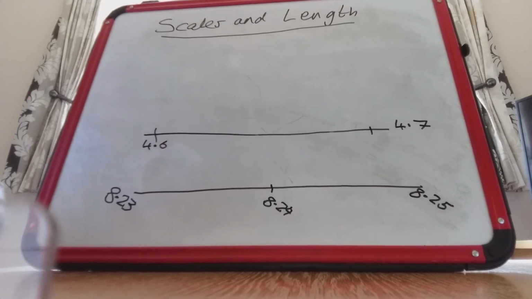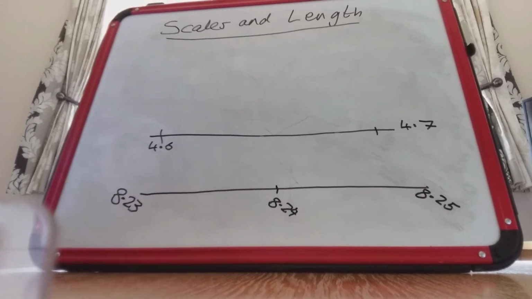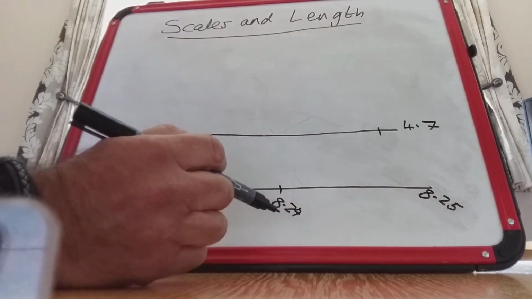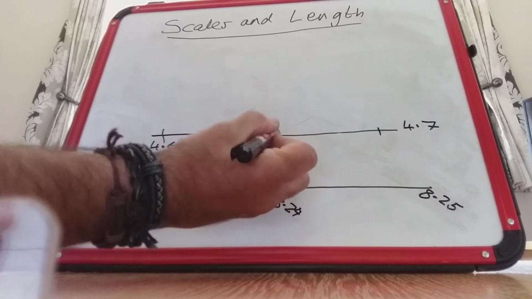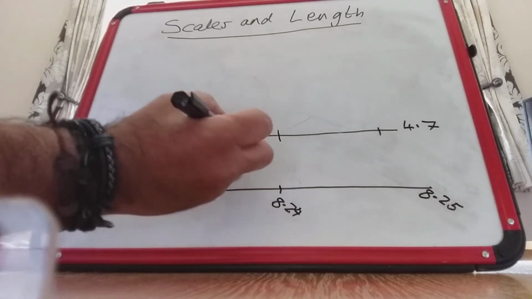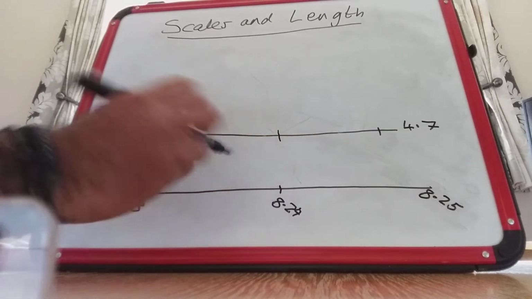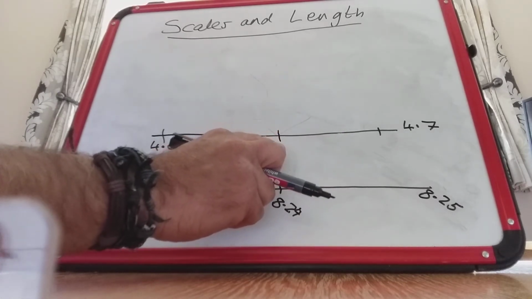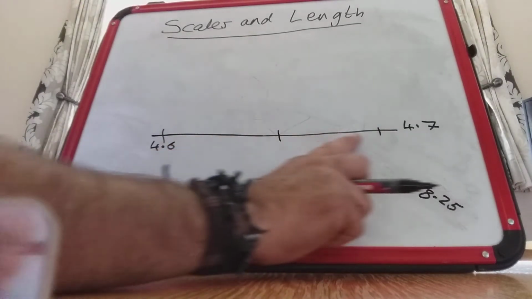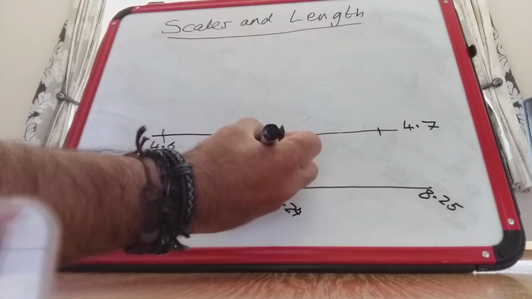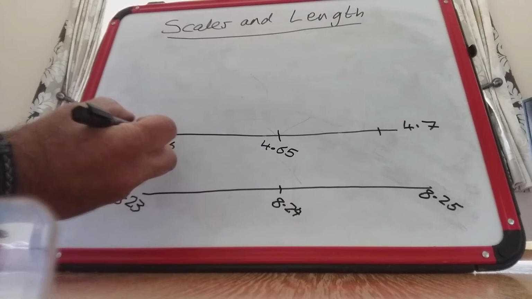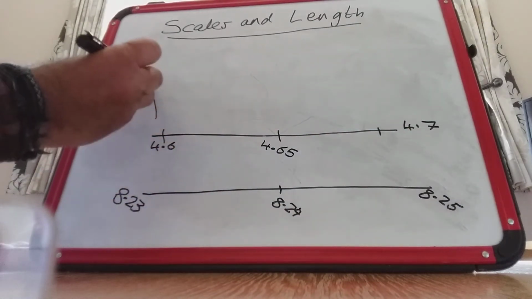Now in this second example, the numbers you've got are 4.6 and 4.7. So if they haven't put the numbers on in between, then what I suggest you do is you do that straight away. So 4.6 and 4.7. So therefore this bit is going to be halfway between 4.6 and 4.7. Now halfway between 4.6 and 4.7 is 4.65.